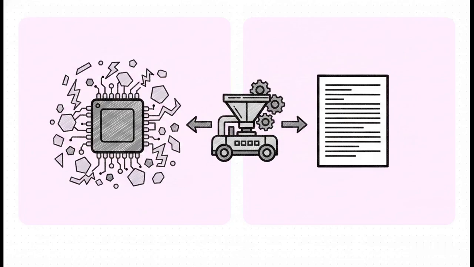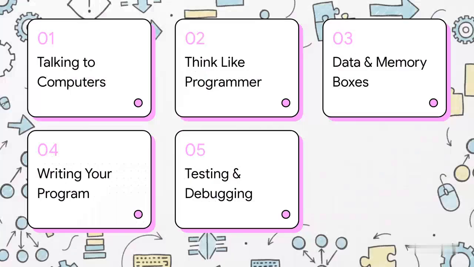Think of the compiler as our ultimate translator. It takes our human-readable, high-level code and crunches it all the way down into the precise machine language the computer can actually run. Our journey today takes us through 5 key stages.